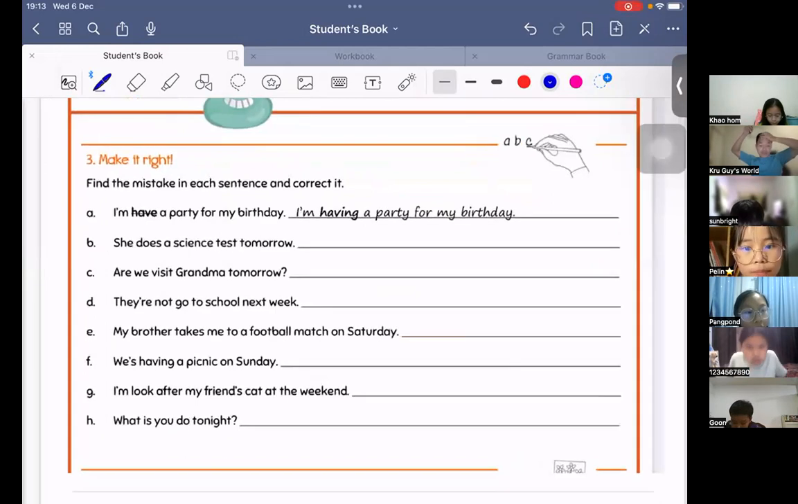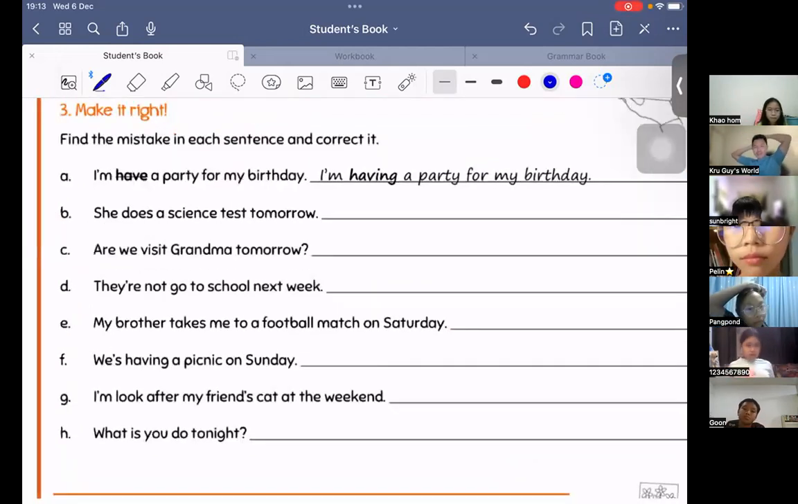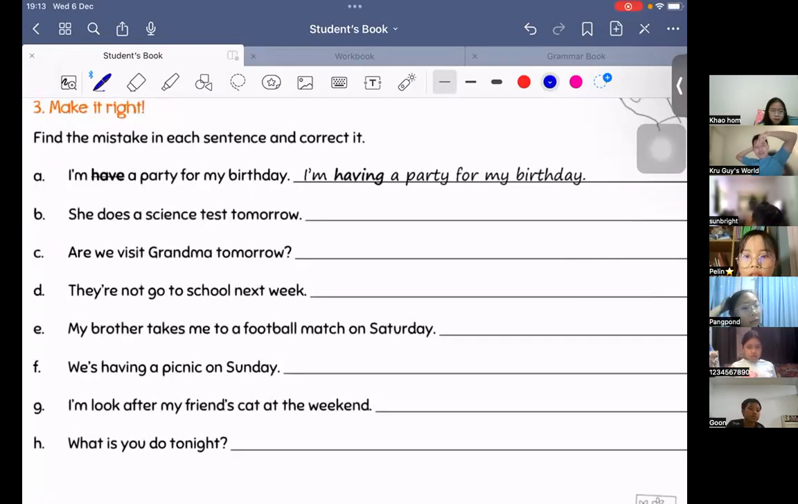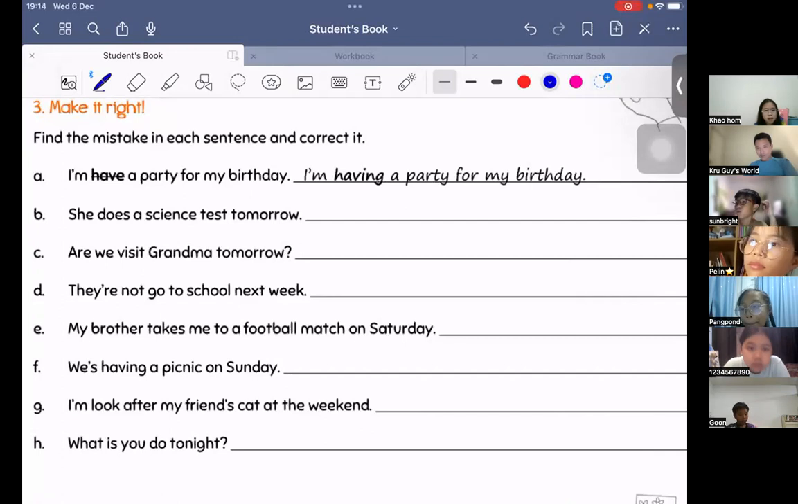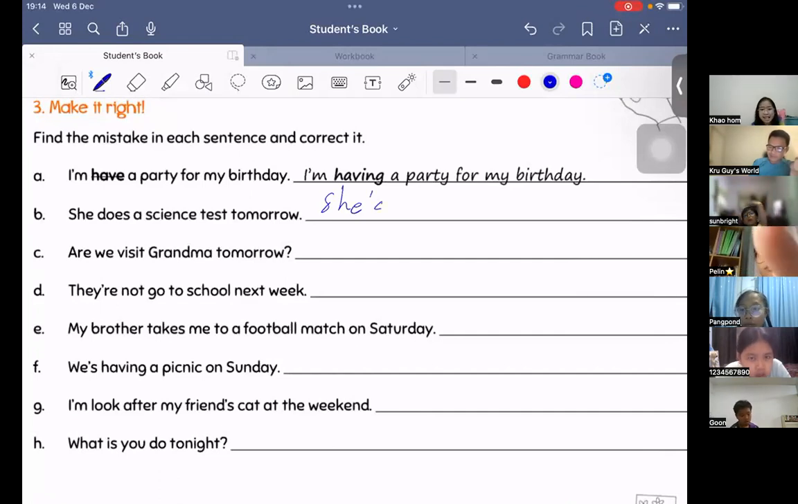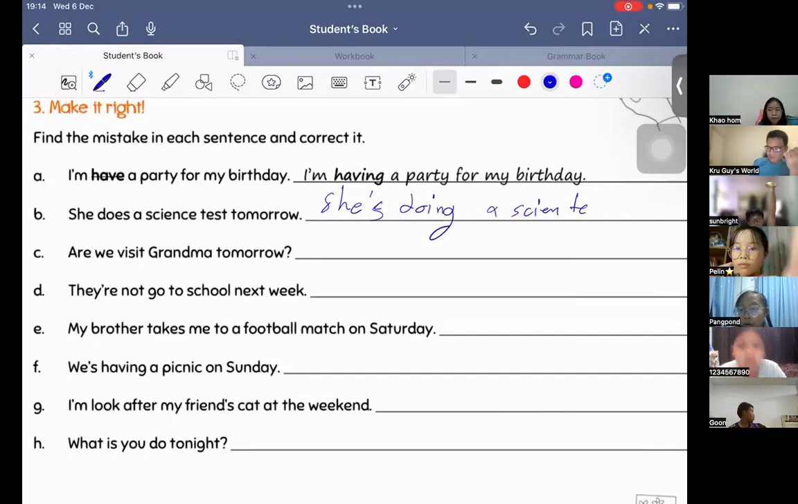I'm having a party for my birthday. Look at B. Who is next? Is it Sunbright, right? You just finished, right? Then it should be Fafa after Sunbright. Fafa, should look at B, please. Me? Yes. Can you look at B, please? She does a science test tomorrow. Okay. You have to make it correct. She's doing a science test tomorrow. Good. Katun.